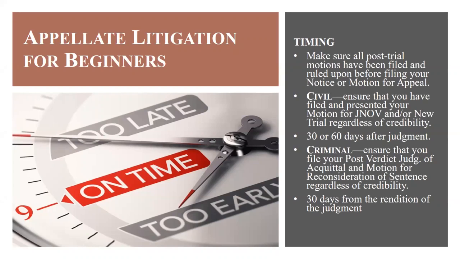So first thing I want to mention is make sure all your post-trial motions have been filed before you file that notice of appeal. Most times it's in federal court notice, but if it's in district court, it's a motion for an appeal. You have to make sure those post-trial motions have been filed and ruled upon before you can file that motion for an appeal. And I'll tell you why that is terribly important.